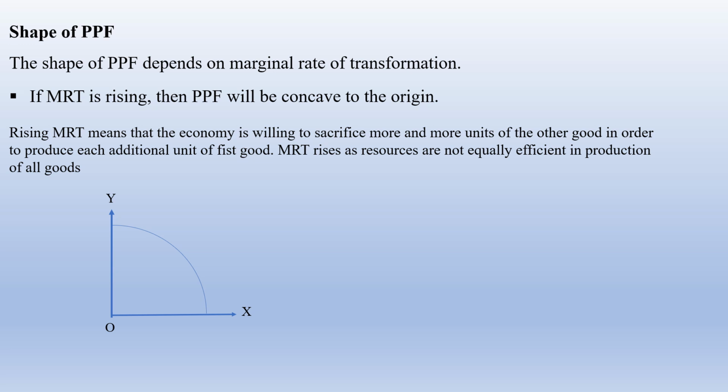Shape of PPF. The shape of PPF depends on marginal rate of transformation. If MRT is rising, then PPF will be concave to the origin. Rising MRT means the economy is willing to sacrifice more and more units of the other good in order to produce each additional unit of the first good. MRT rises as resources are not equally efficient in production of all goods. We know that resources are scarce, so it's not possible to produce the same units of two goods.